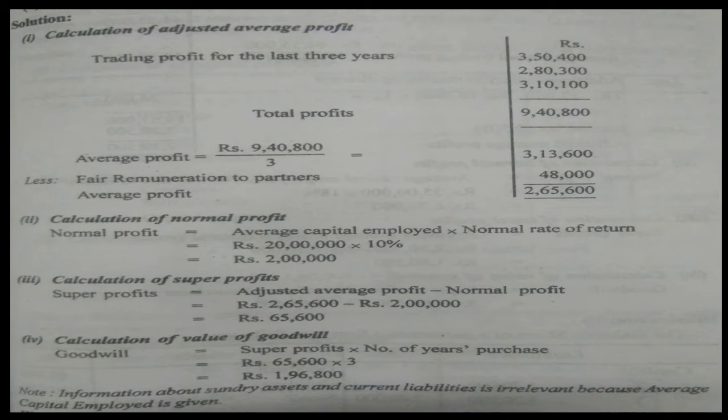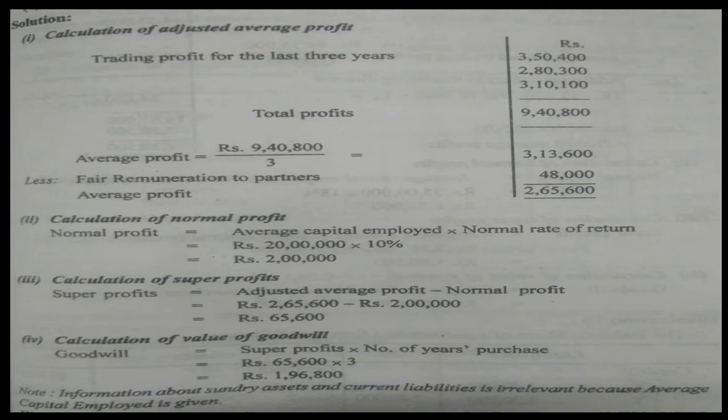So first, your average profit. The 3 years profit total is 9,40,800. Then divided by 3 will give you 3,13,600. Then fair remuneration of the proprietor or partner, whatever it is, we have to minus after the average, that is 48,000. Now the real average profit is 2,65,600.